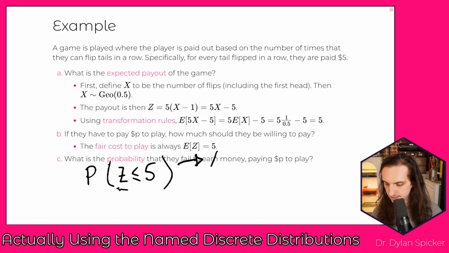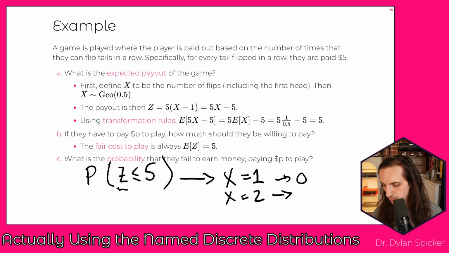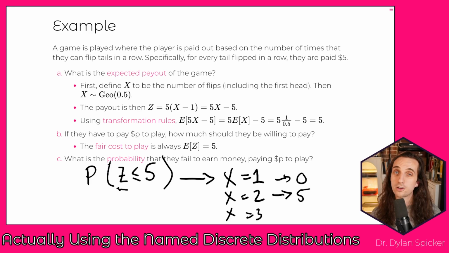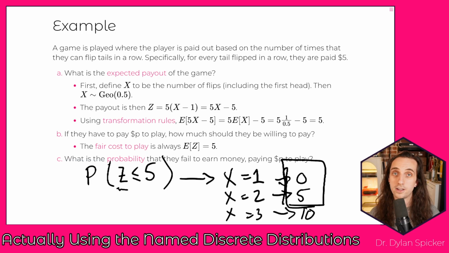So if z is less than or equal to 5, then if x is equal to 1, you get 1 flip. That means that you flipped a head on your first trial, and so your payout here is going to be 0. If x is equal to 2, that means that you got 1 tail and then you got your head, and so the payout is equal to 5 there. If x is equal to 3, that means that you got 2 tails and then a head, and so your payout there is equal to 10. And so only in these first 2 cases are they going to fail to earn money.